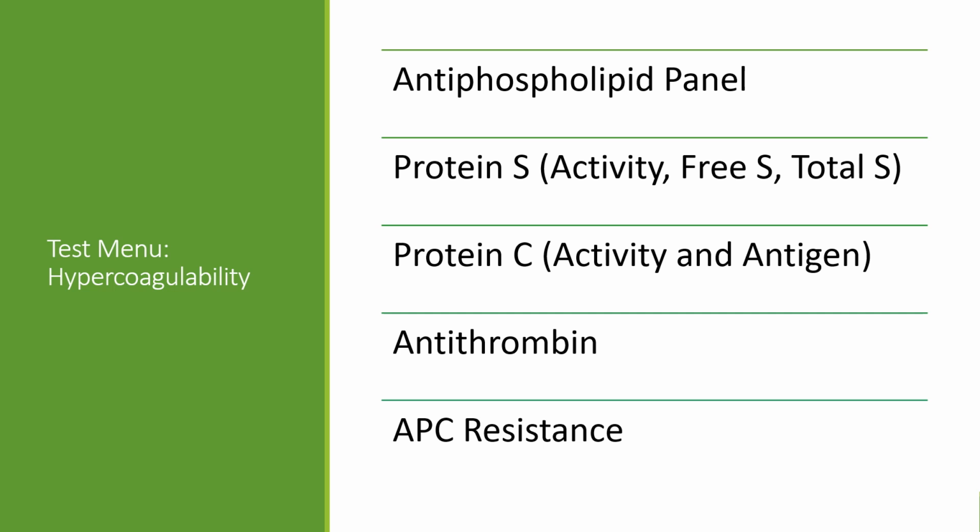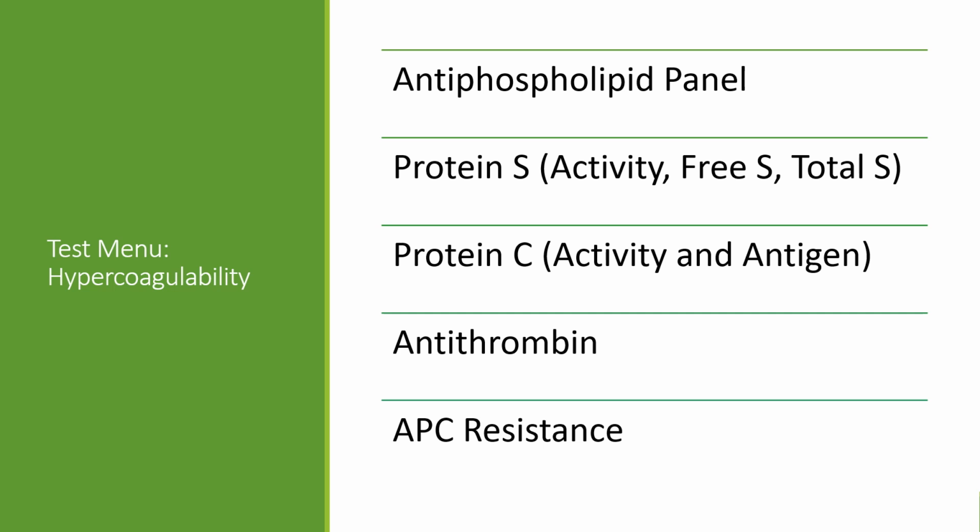We've got antiphospholipid panel testing. We have protein S, which is one of our regulatory cofactors. Both the activity, free and total protein S, protein C activity and antigen, antithrombin, which is one of our natural anticoagulants, and then APC resistance, which is basically a test to see if factor V has a resistance against activated protein C due to maybe a gene mutation like factor V Leiden.